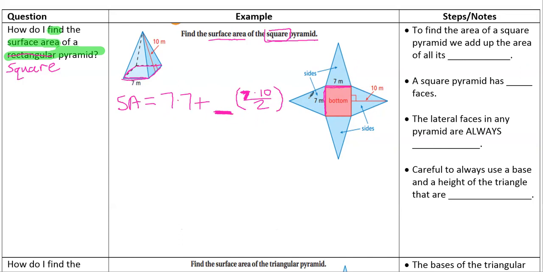How many lateral triangles are there? Well, it's a square base, which has 4 sides. So there are 4 lateral triangles. So we're going to multiply the area of one of the triangles, right? One of the triangles would just be the area here. But if we multiply it by 4, we get the area of all of the triangles, how many square meters it would take to cover all the triangles, which is awesome.